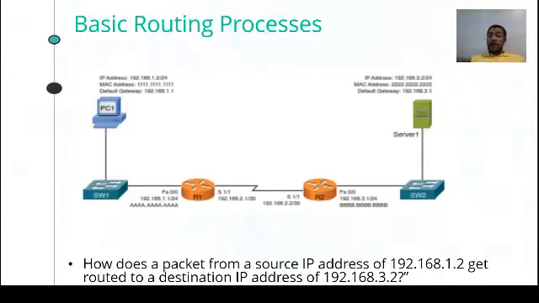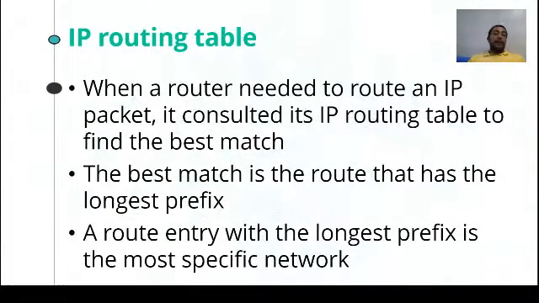But the main question that we have is, how does a packet from source IP address 192.168.1.2 get routed to a destination IP address of 192.168.2.2? Basically, yung mga routers natin have what we call the routing table. So, yung router natin, may kailangan siyang puntahan, kinoconsult niya yung kanyang routing table. Hahanapin niya yung pinaka magandang match para doon. Tapos, doon niya yun i-route.